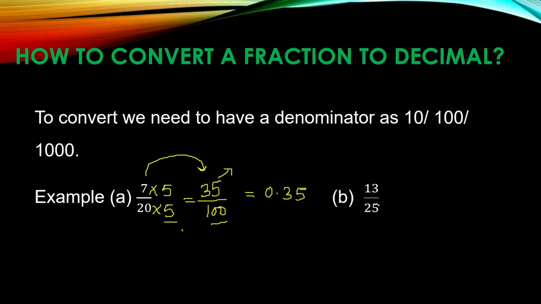Let's take another example, for example, 13 by 25. We want to follow the same step, that we need to convert our denominator into 10, 100 or 1000. Since 25 cannot be reduced to 10, we will simply try to convert it into 100. We know that 25 multiplied by 4 will give us 100. So the same number needs to be multiplied with the numerator also. Now we know that 13 multiplied by 4 is 52. So here 2 needs to be at the hundredths place because we have a denominator of 100. The answer is going to be 0.52.